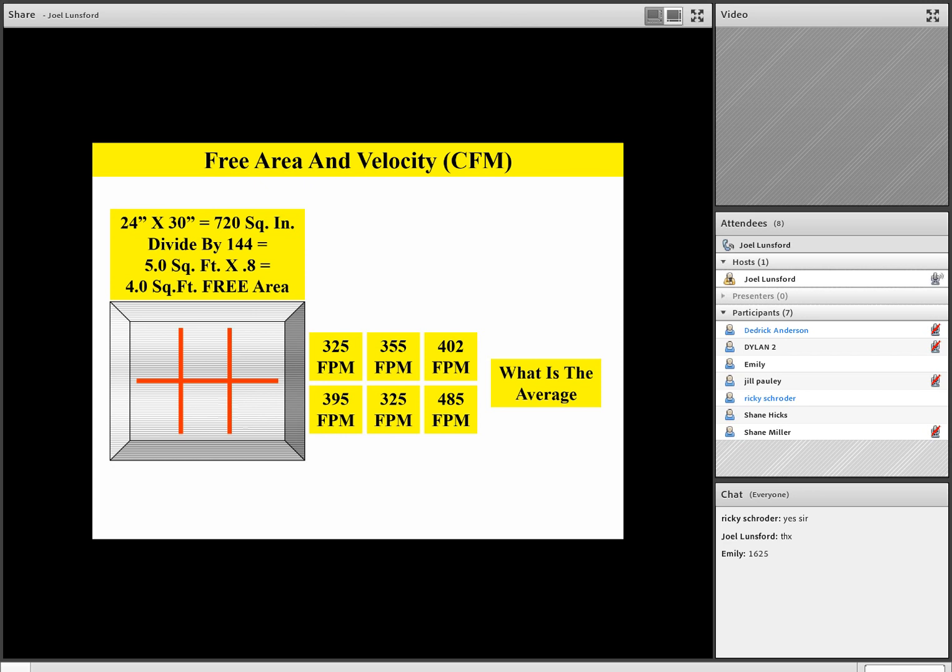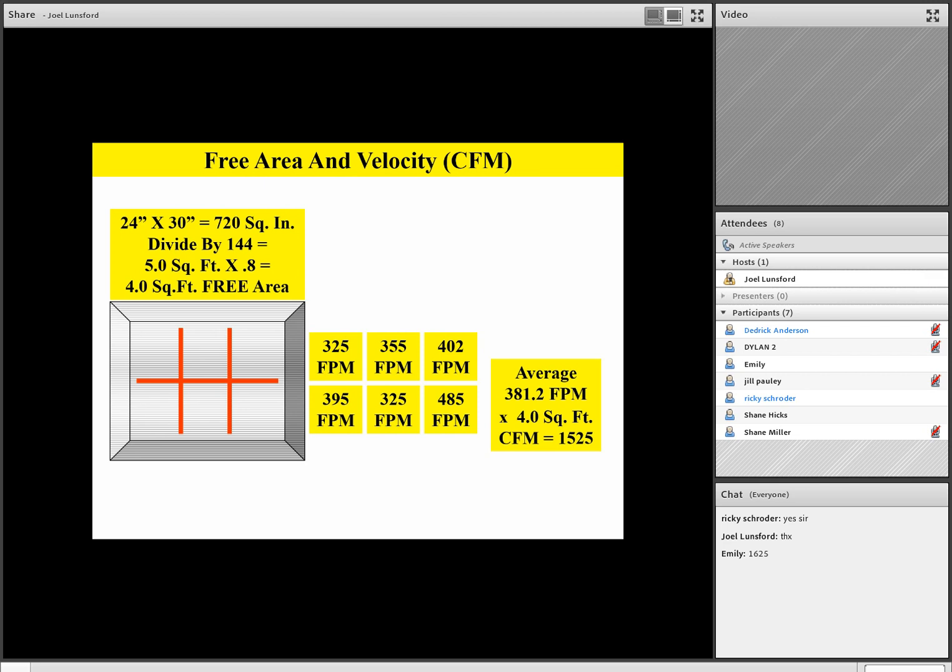381.2. We then take that 381.2 average velocity across that grill or register and multiply it times the 4.0 square foot free area of the grill or register. The result of that will be the CFM across that 24 by 30 grill. So in this example, that 24 by 30 grill at 381 feet per minute average velocity gives us a delivered CFM of 1525.